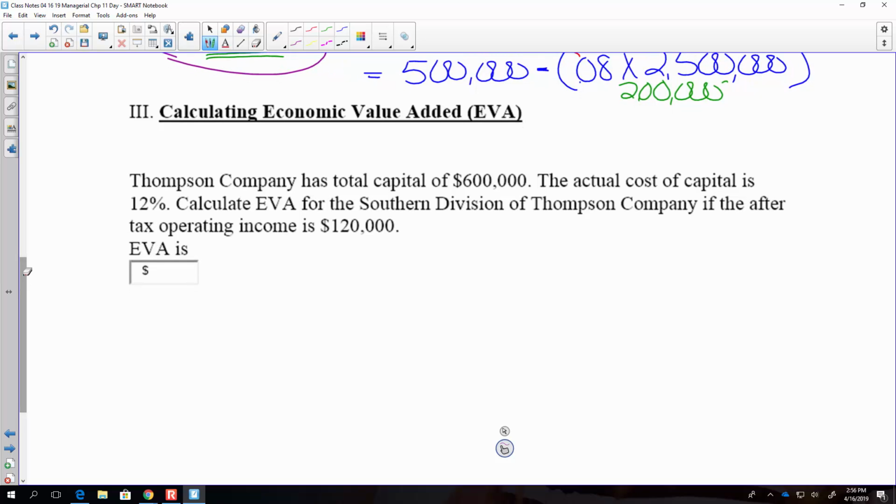And economic value is very similar to residual income. It too is a dollar amount. And if it's positive, we are creating wealth, is the concept here. If it's negative, it's destroying wealth.